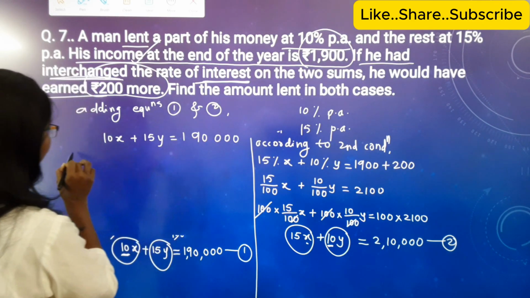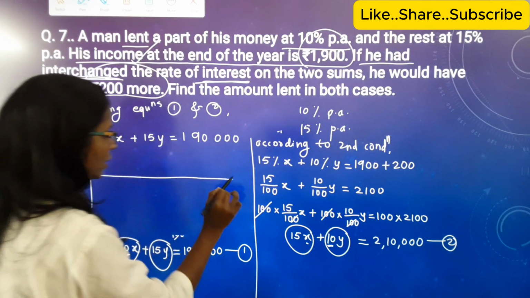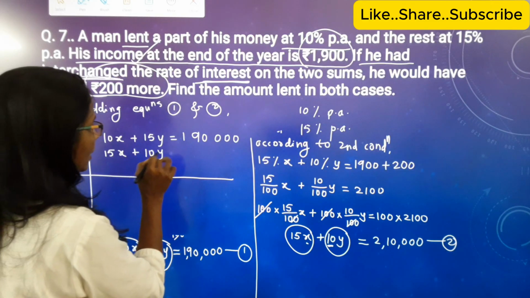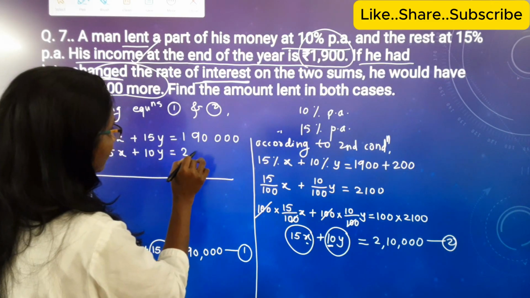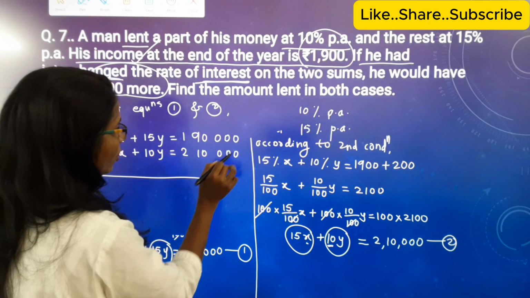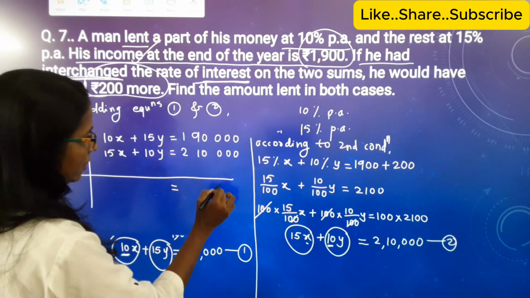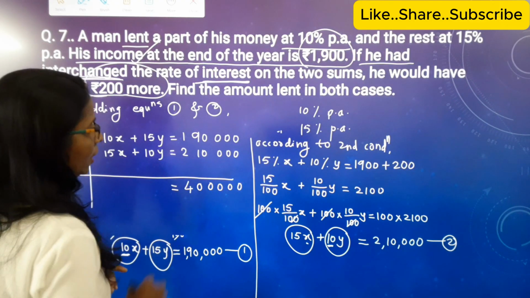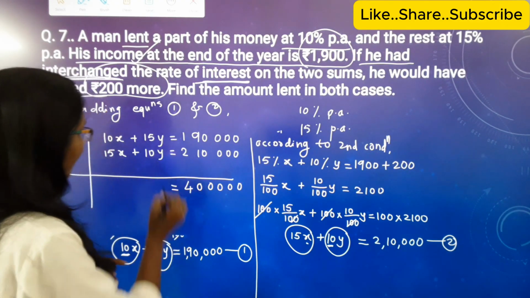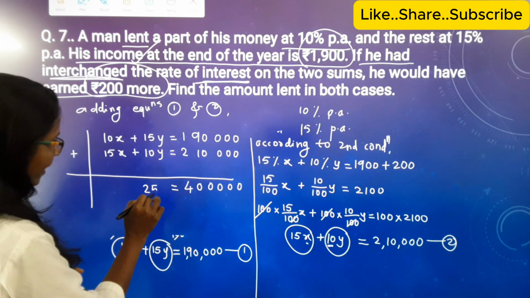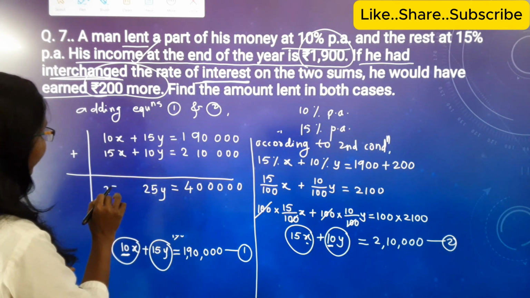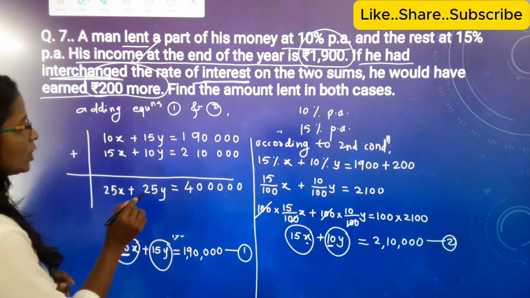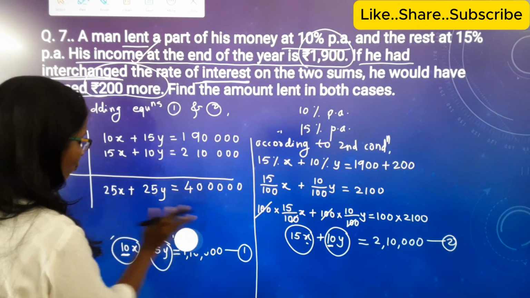So the first equation is 10x plus 15y is equal to 1,90,000, and the second equation is 15x plus 10y is equal to 2,10,000. By adding, here 2, 3, 0, here 10, then 4 lakh. And here 25y, also 25x. So the equation is 25x plus 25y is equal to 4 lakh.